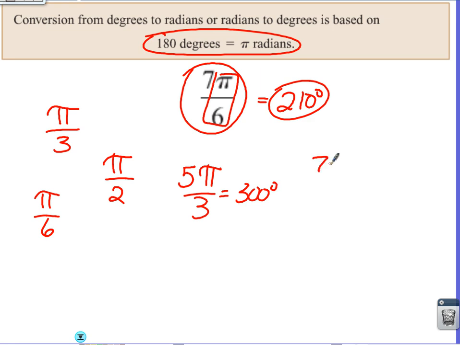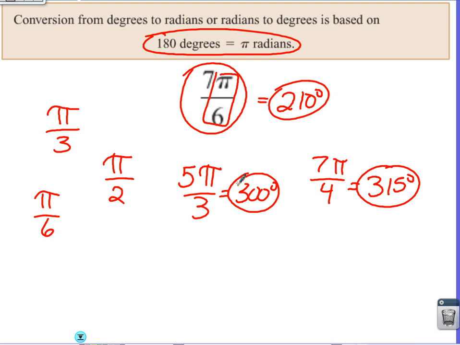7 pi over 4. Pi over 4, that's hard to divide, isn't it? It's one that you'll get used to. Pi divided by 4. Divide by 2 and divide by 2 again. Divide by 2, you get 90. Divide by 2 again, you get 45. 7 45s, 315 degrees. All of these that you just saw are common angles that you're shortly going to find the sine, cosine, and tangent of.